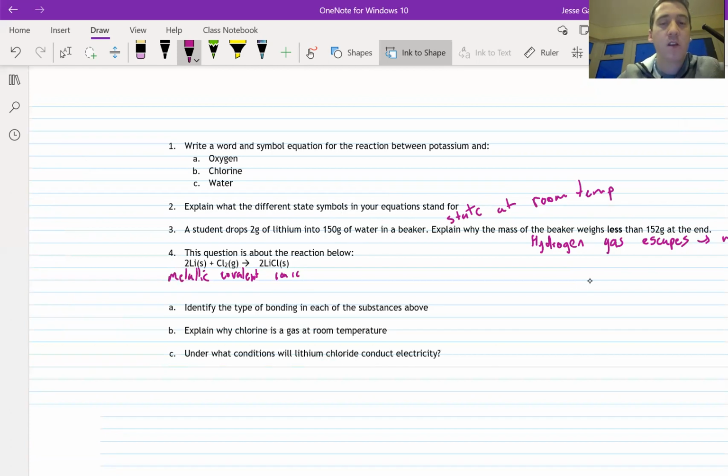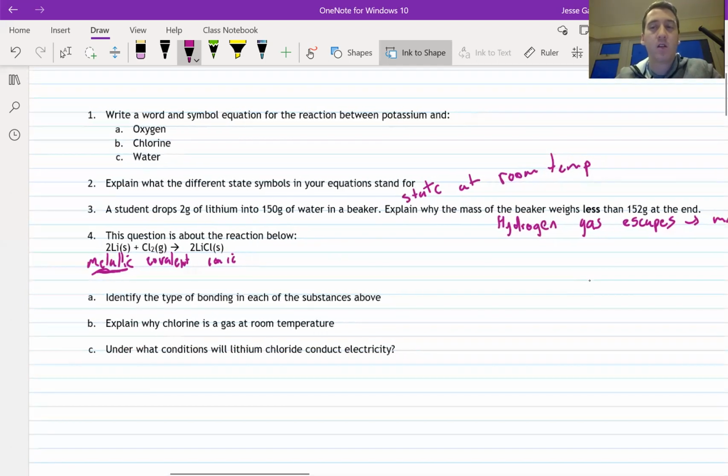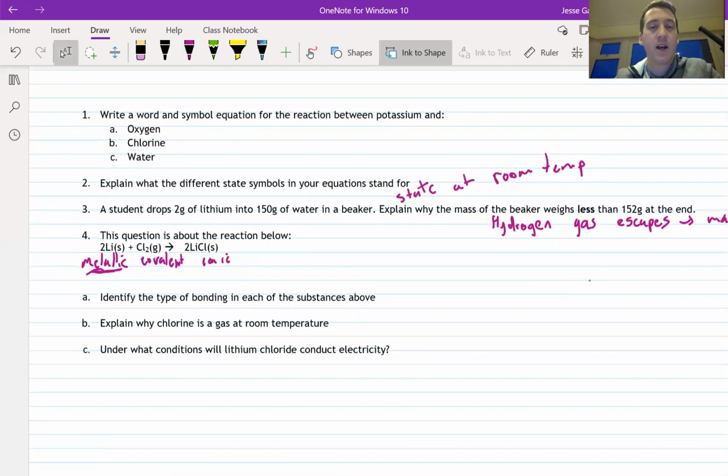So again, well done, you got that right. This one might have been tough for you because we didn't do too much about metallics, so don't worry if you didn't get that one. But if you got Cl2 was covalent and LiCl is ionic, then I'm happy with that, so well done. B, explain why chlorine is a gas at room temperature.